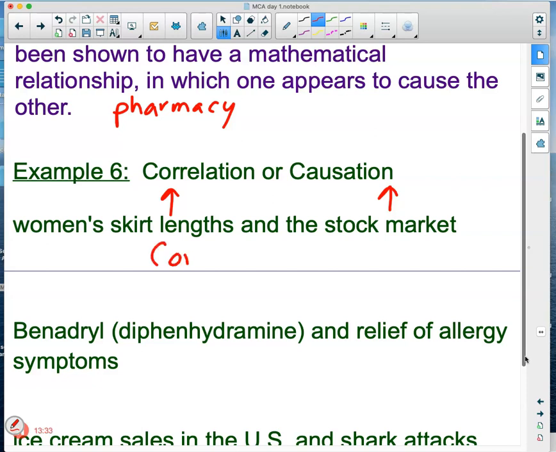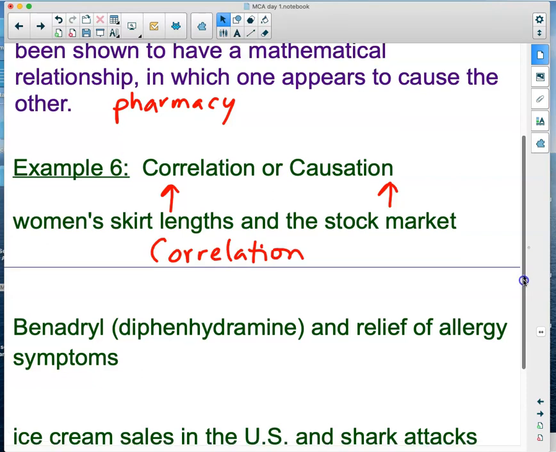No. It just happens. If the economy is good, people have more disposable income. And if they have more disposable income, well, then there's more time for them to shop with all the latest fashions. And maybe that's when miniskirts suddenly became the in thing. So they don't cause each other. That's just a mathematical correlation, a strange mathematical relationship.